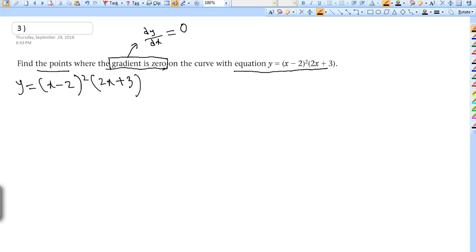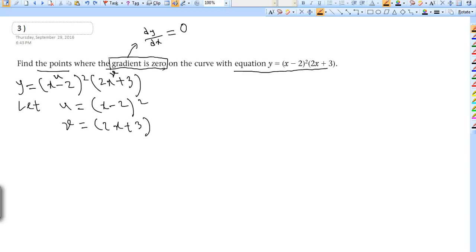Now let u be equal to (x minus 2) whole square and v be equal to 2x plus 3. So we have let this part of the expression be u, and we have also let this part of the expression be v.